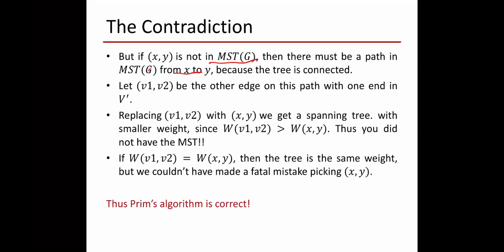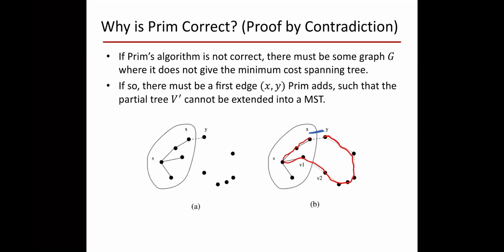So let V1 and V2 be the other edge on this path with one end in B prime. Replacing V1 and V2 with XY, we get a spanning tree with a smaller weight, since the weight of V1 V2 is bigger than XY. Thus we did not have the MST. So if this was connected, then it shouldn't be the MST. It does not make sense, by contradiction.